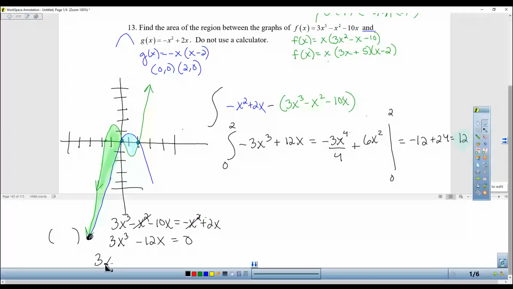I can take the 3x out, which gives me x squared minus 4 is equal to 0. And my answers are 0 plus or minus 2. So this is the point negative 2. We already found the plus 2 and the 0. I can plug the negative 2 into either equation because they share the point. So of course I'm going to use the parabola because it's easier.